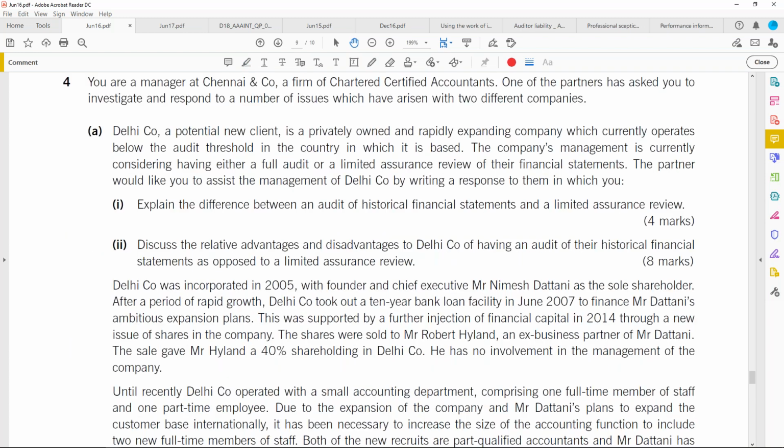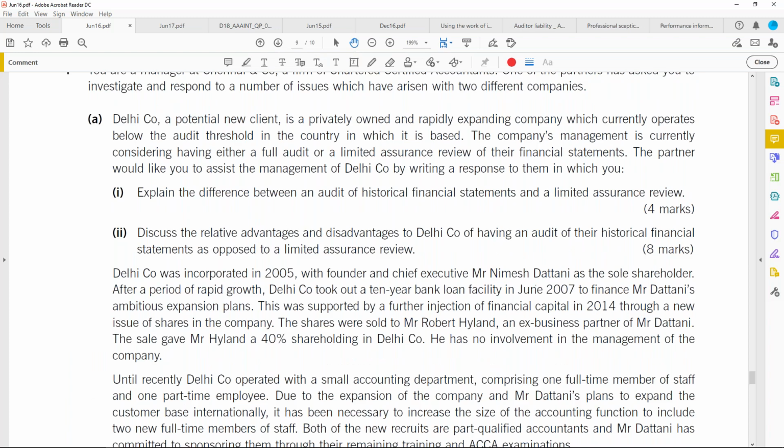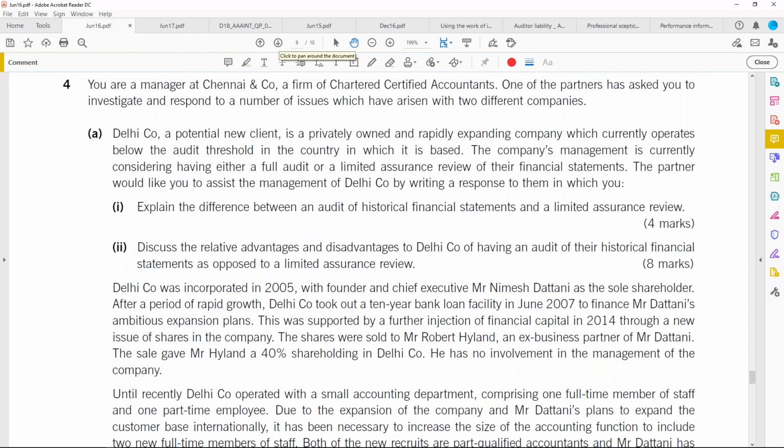Now see, in question number 4, first part, 4A. This is the June 16 paper. 4A, explain the difference between audit of an historical financial statement and a limited assurance review, 4 marks. Is that F8 knowledge, to create a difference between reasonable assurance and moderate assurance, right? So 4 marks.